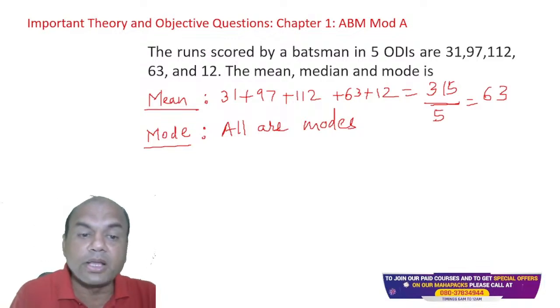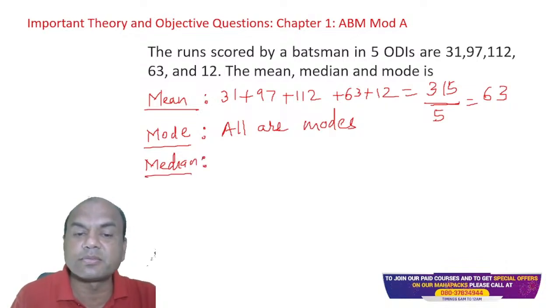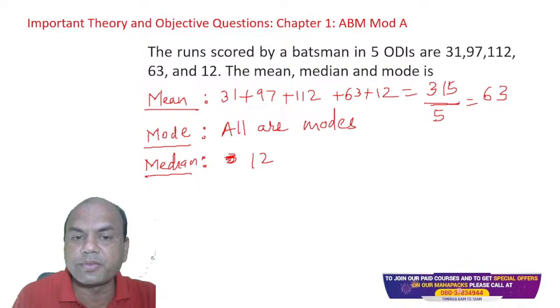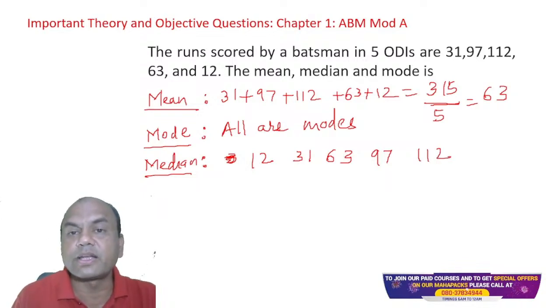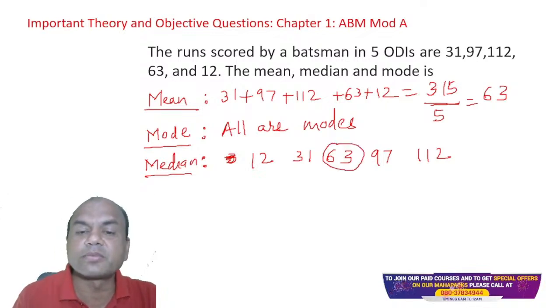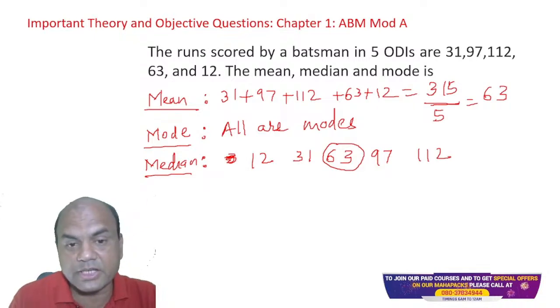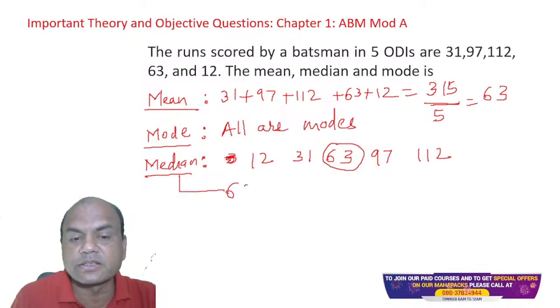Now median. How to find out the median? What did I say about the median? First arrange from the lowest to the highest. First is 31? No, not 31. Lowest is 12. Then 31, then after that 63, after that 97, and the last one is 112. Right? So arranged. Whatever is arranged, find the central number. Which is the central number? 63. So 63 is my median. So median equals 63.